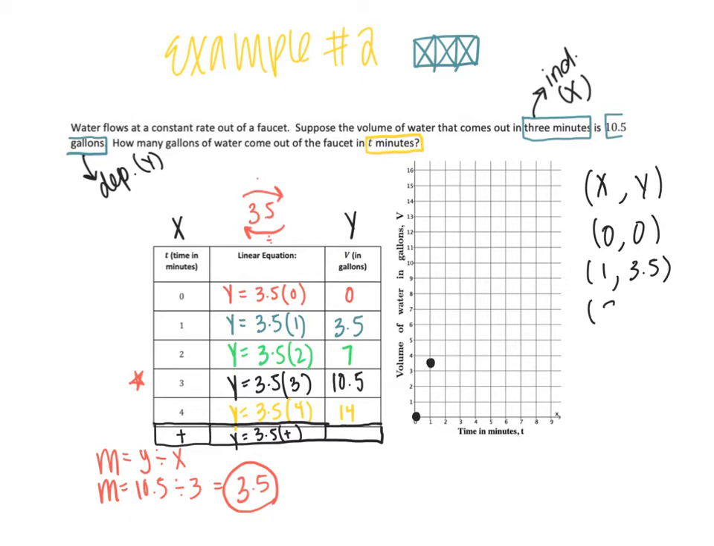Next, I have 2, 7. So I'm going to go over 2, up 7. Always go over first and then up. Then I have 3, 10.5. So I'm going to go over 3, up 10.5. And then my last one here, I'm going to go over 4, up 14.